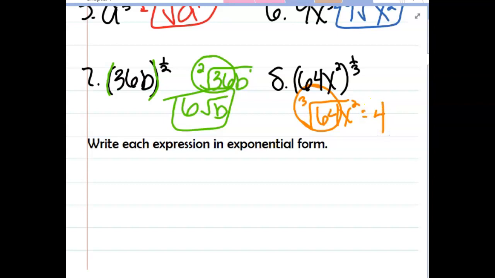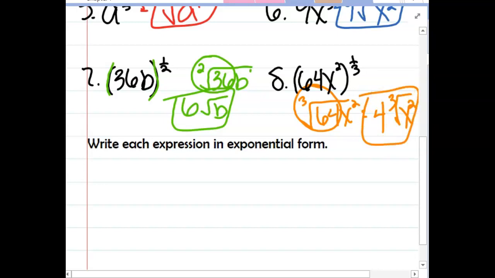But, kind of like here, I said you can't take the square root of b because you don't know what b is. I can't take the cubed root of x squared because I don't know what x is. So we're going to leave that as the cubed root of x squared. So it'd be 4 cubed roots of x squared.